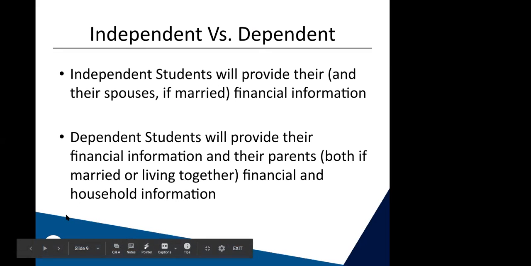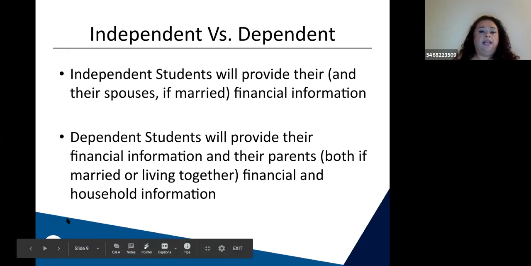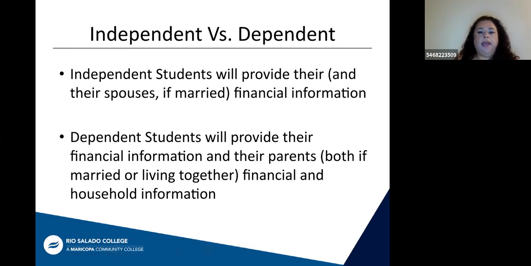Sorry, what is the independent status versus dependent, Trish or Maribel? Isn't it by age, or how does that work? It does. The dependent is a student who is under 24, is not married, is not a veteran, was not a ward of the court, and does not have a child.